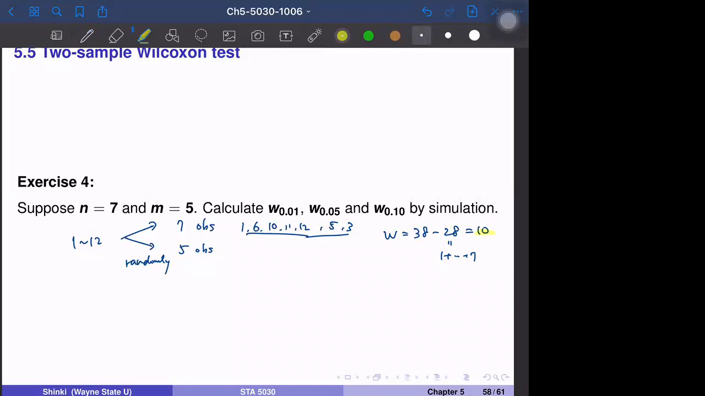Then we repeat this many times. Then we can make the distribution of W. Then we can get the 1 percentile, 5 percentile, or 10 percentile of W by simulation.